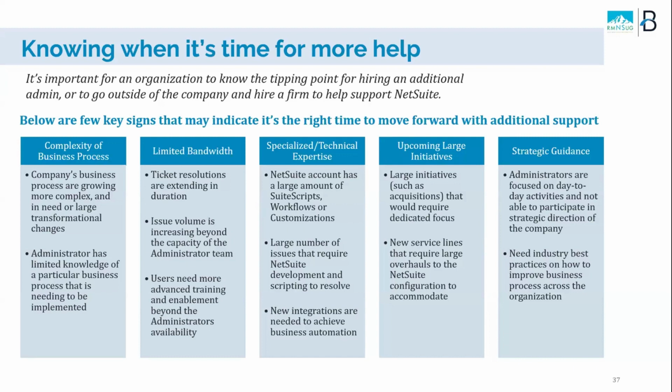So here are just a few categories of key signs that could indicate when it's the right time to move forward for additional support. First, complexity of business processes. Are you growing? Are you acquiring? Did you do a transformational change that makes you take a step back and look at the company and ask, do we need to adjust our processes to adapt to a new line of business, a new entity, what have you? So that's one big thing there.